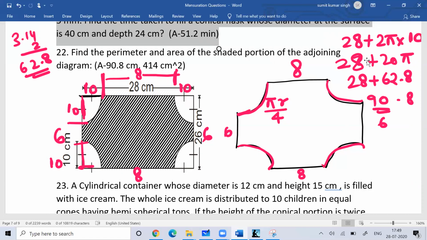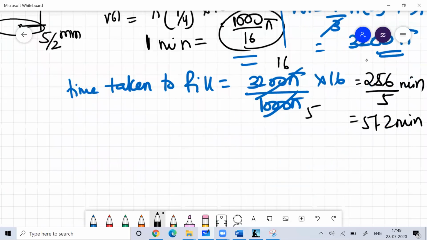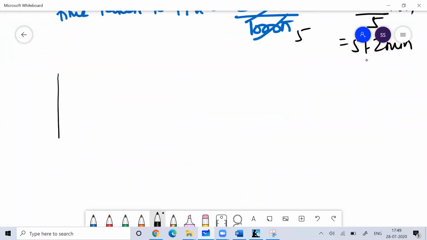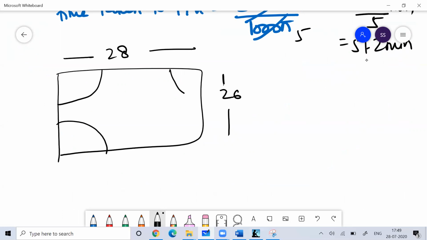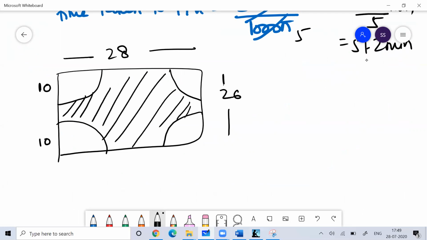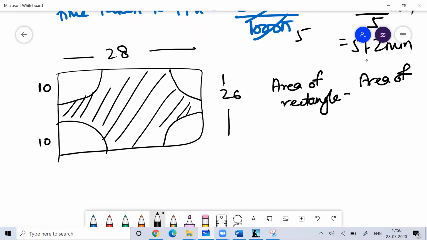Now, if I talk about area, you can see this is the area. This was 28, no? This is 28, this is 26, this is 10, this is 10. They're asking us the shaded portion. So for that, what you need to do, you can see there are 4 quadrants. So subtract one circle. 4 quadrants means one circle. So subtract the area of the circle from the area of the rectangle.